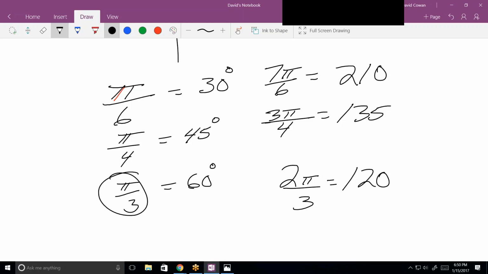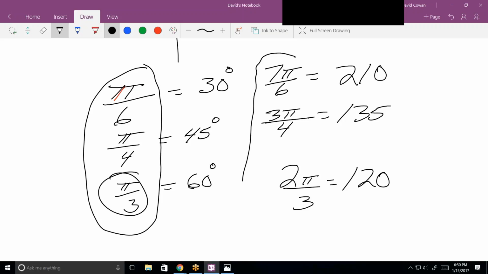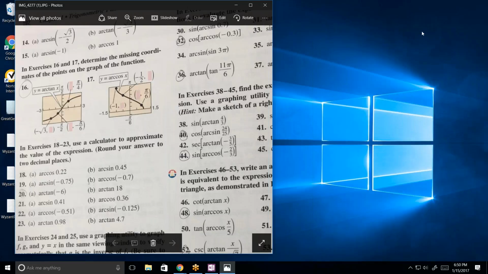So the simple ones, the ones on the left where pi is the numerator, are super easy to convert. These two numbers have to multiply to 180. And the harder ones, well, if you start with the ones on the left, they're pretty simple to convert to degrees also. See that? All right.